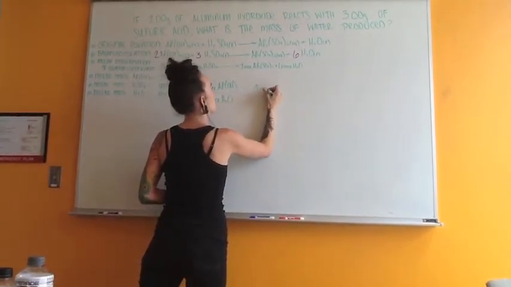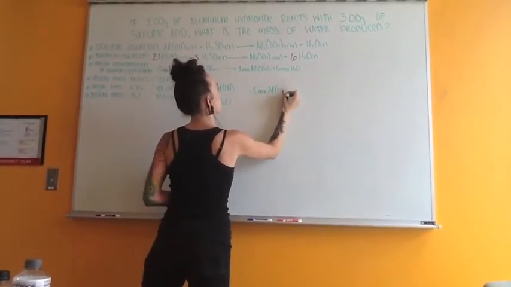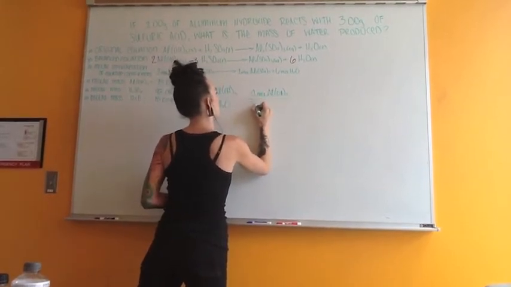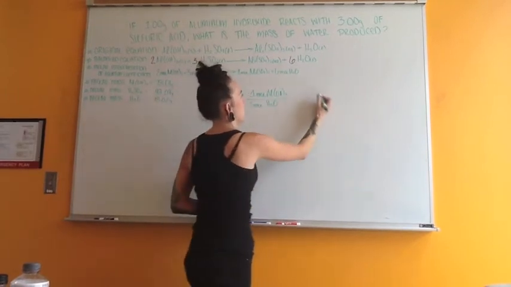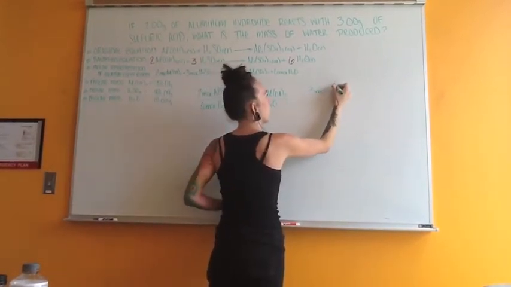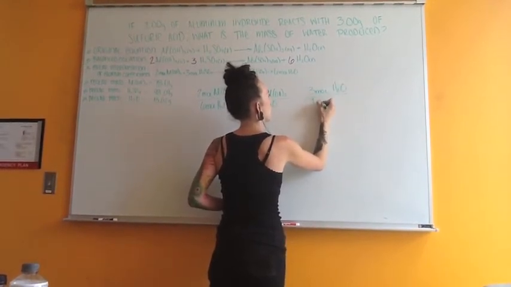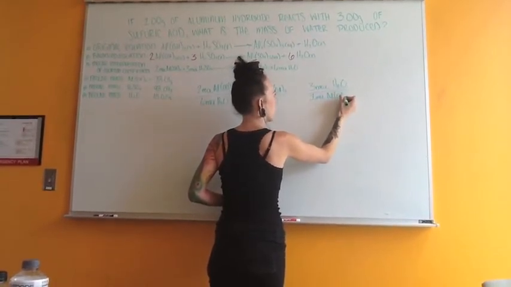Then we're going to flip that, so I'll just write them reduced. 1 mole Al(OH)3, forgot that guy, over 3 moles of water. And then we're also going to have the reverse of that, so 3 moles of the water and 1 mole of Al(OH)3.